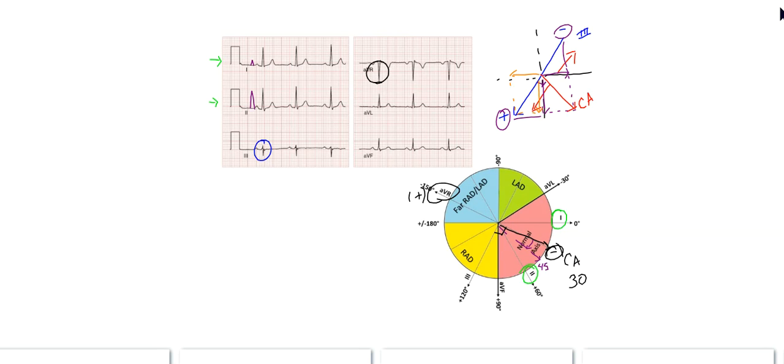Now, it could also be that your normal cardiac axis is based on the anatomy or the shape of the heart or where it's sitting in the body. It can also shift a little bit. You can have right and left axis deviations based on position as well. All right, so how are we so far with this?